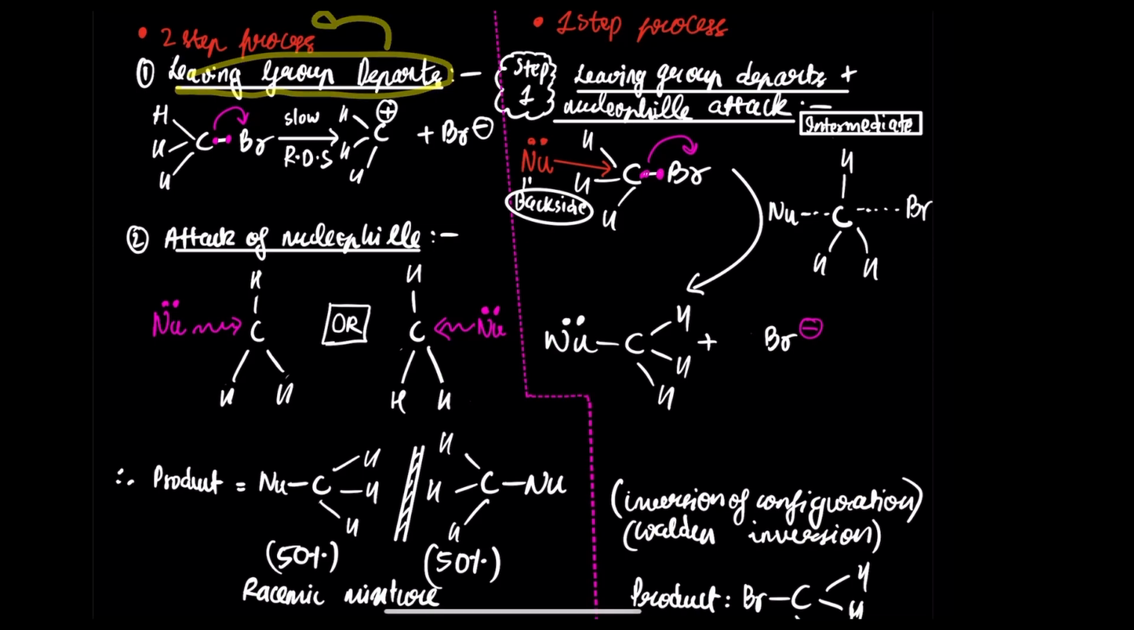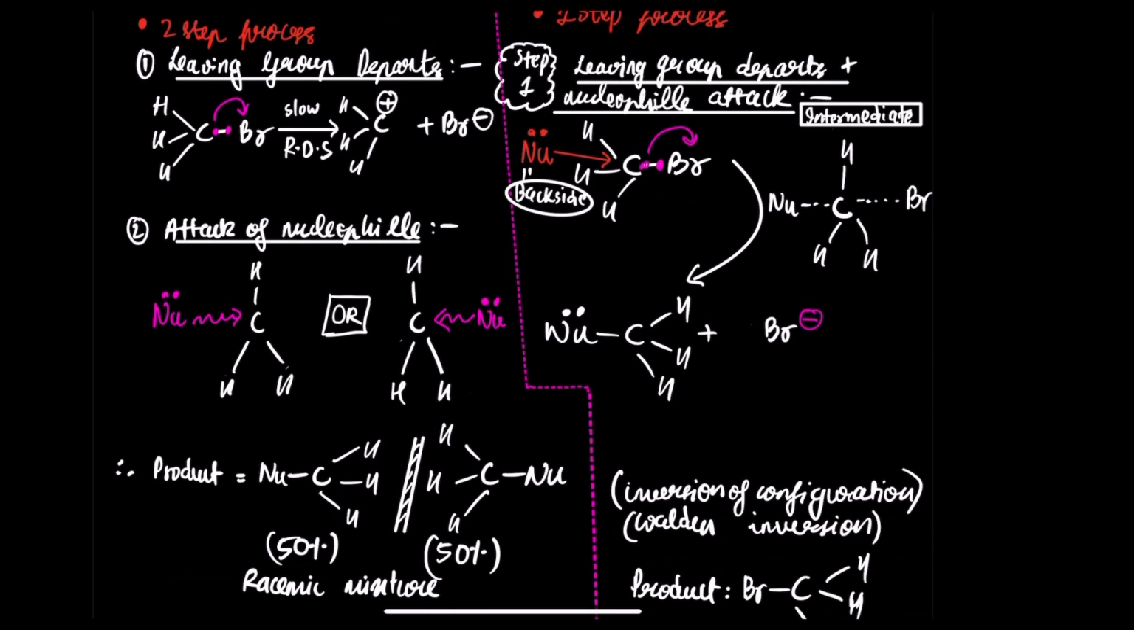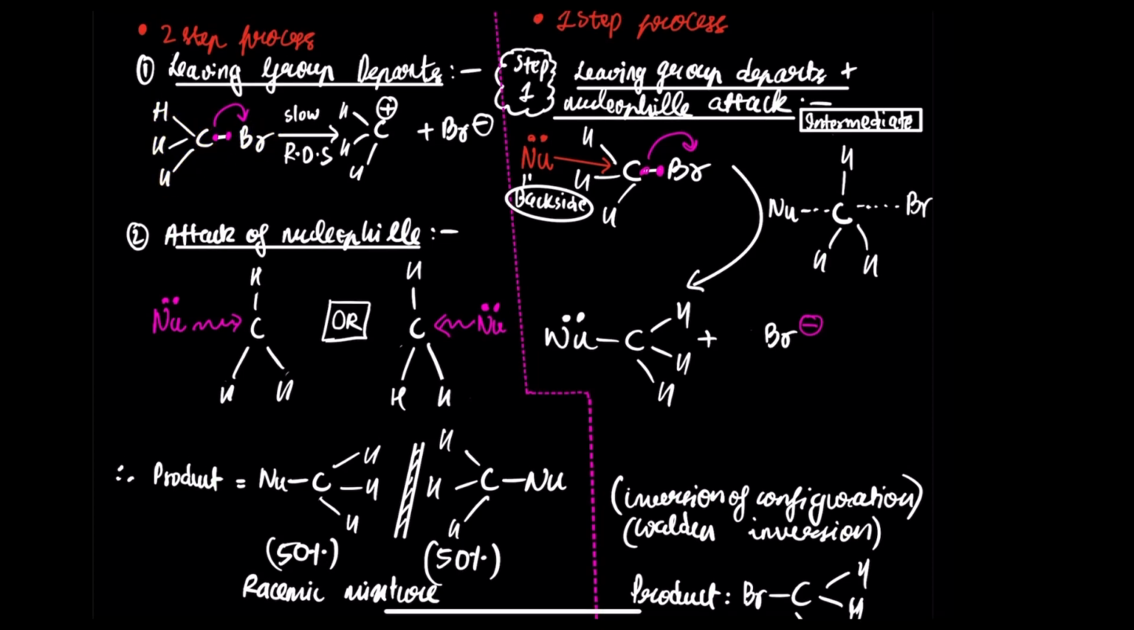Okay, so in the case of the SN1 mechanism, the leaving group departs first, meaning that if you have a CH3Br type structure, the leaving group, which is Br, will take its electrons and move out. This step is a slow step, so we call it the rate determining step. Here there will be a formation of a carbocation and Br negative. This is the first step in which the leaving group is departing.